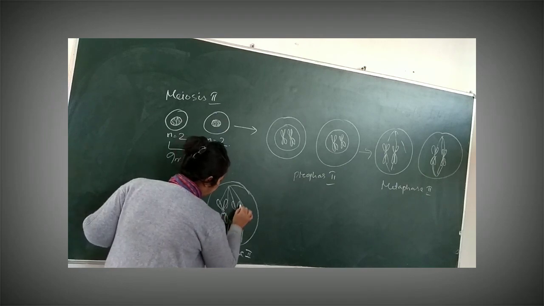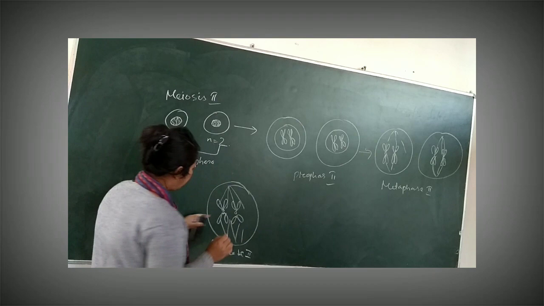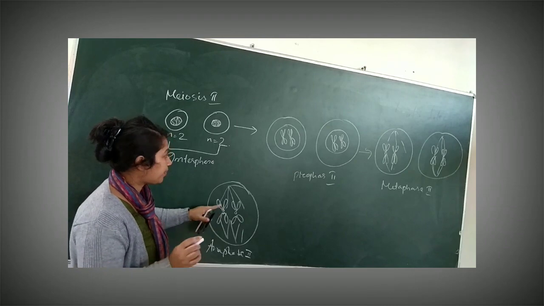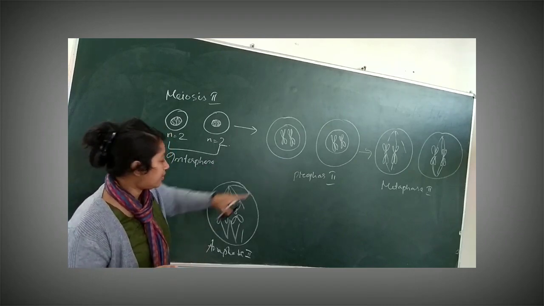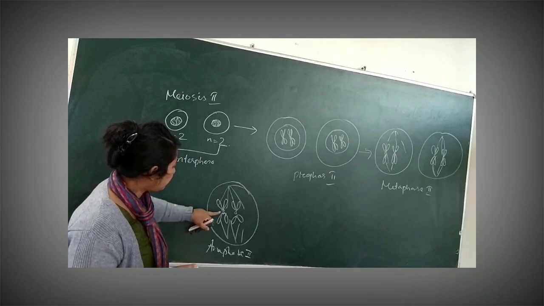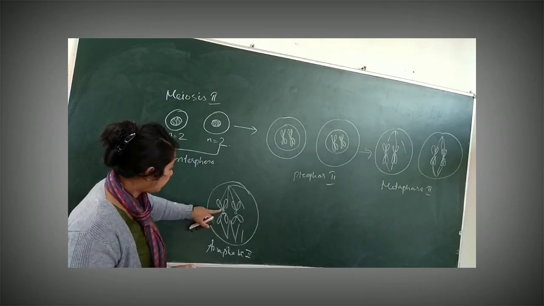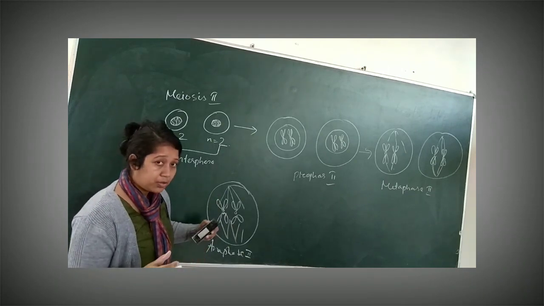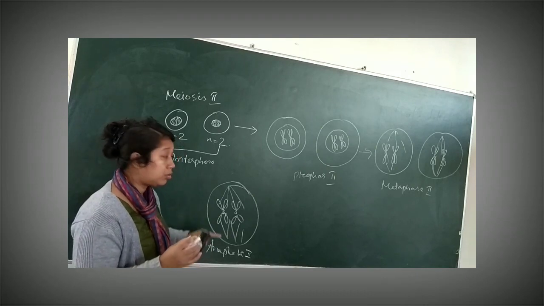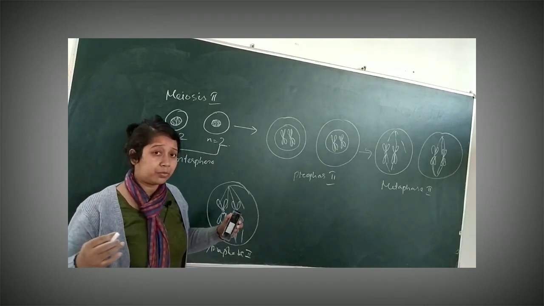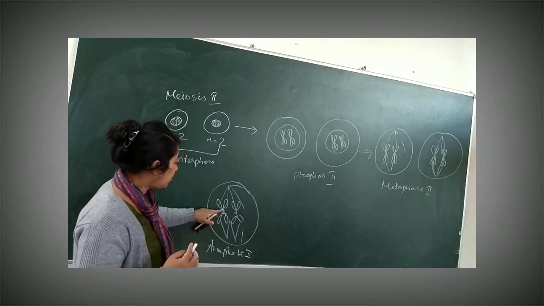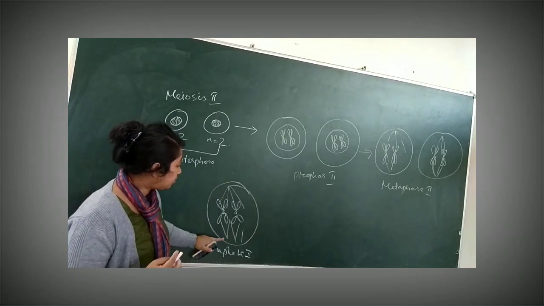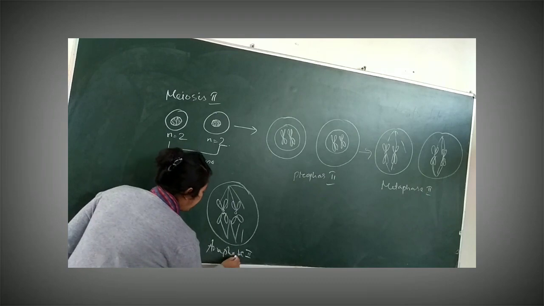And from each of the chromosomes, as the chromatids are attached to the centromere, in anaphase the spindle fibers get attached to the centromere, and what will these spindle fibers do? They will pull the chromatids towards both the poles. In the earlier case, during anaphase 1, the homologous chromosomes went to different poles, but here from the same chromosome, half of the chromatid will go to one pole and the other half will go to the other pole. So that will be anaphase 2.